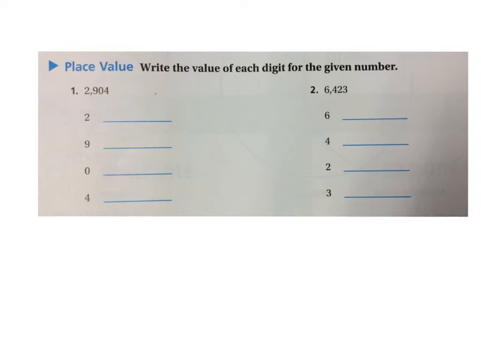So number 1, what is the value of that 2, Joseph? 2,000. Okay, go ahead and write that in. Yep, in the book. This is your book to write on. What's the value of the 9, Liam? 900. Go ahead and write that in. What's the value of the 0, Karan? 0. And finally, what's the value of the 4, Adam? 4. Good.